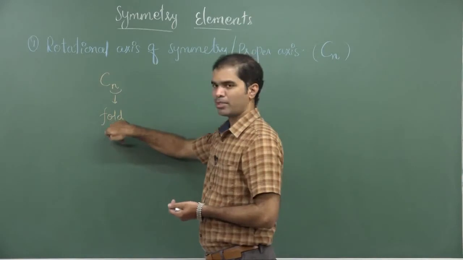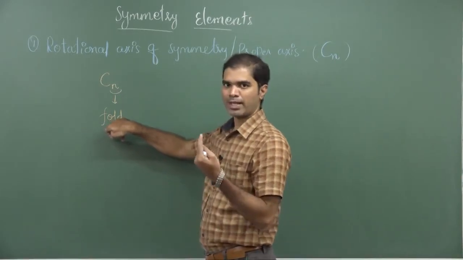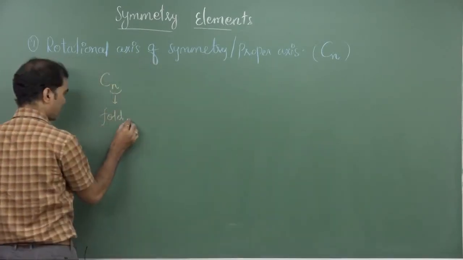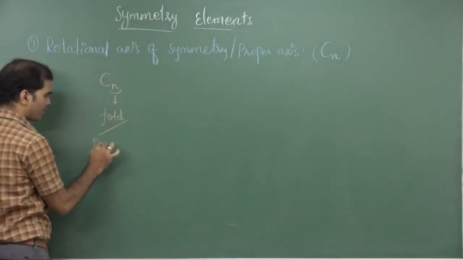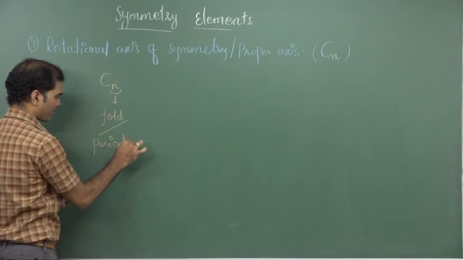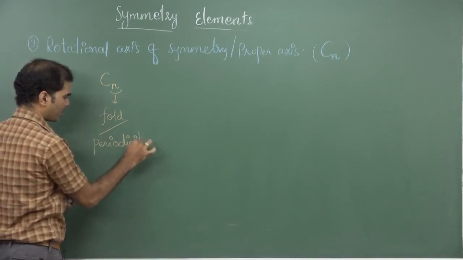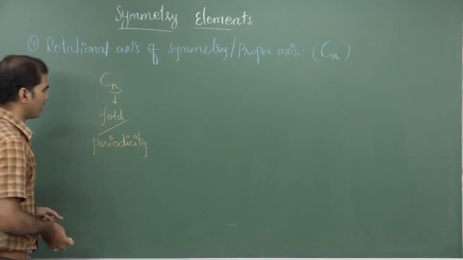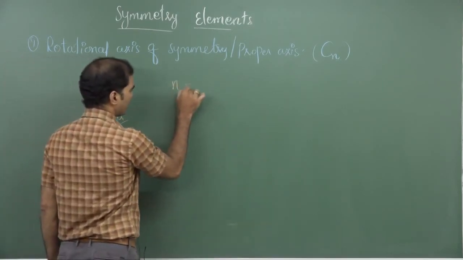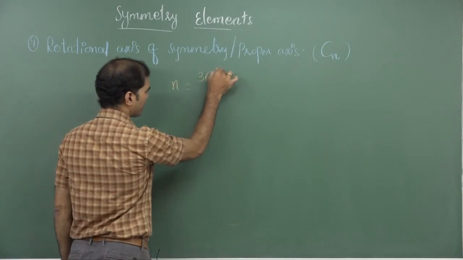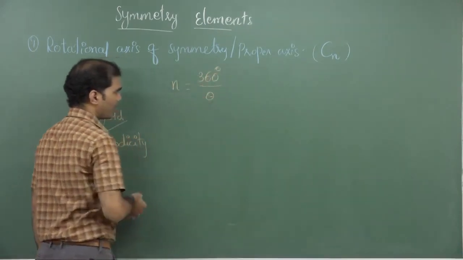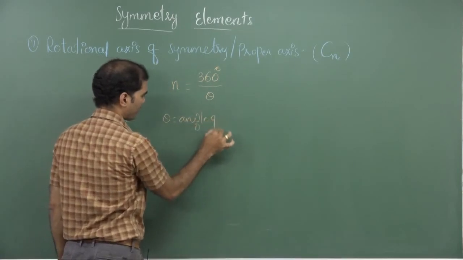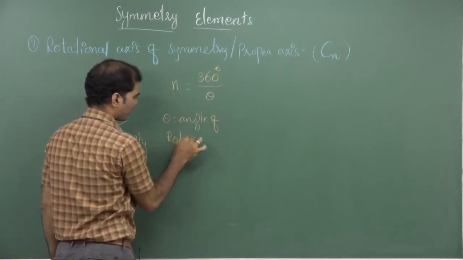It is the number of times the molecule is to be rotated to get an identical configuration. That is represented by fold. We also call it periodicity. We will explain it by taking some examples, but N is called a fold or periodicity. N is given by 360 degree upon theta, where theta is the angle of rotation.